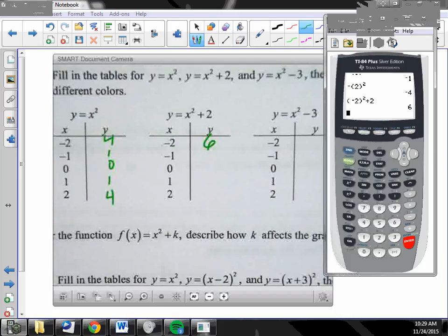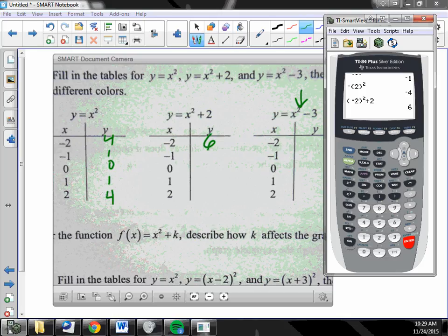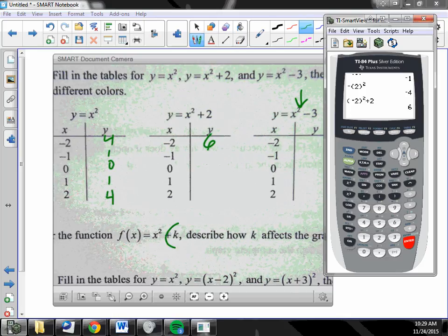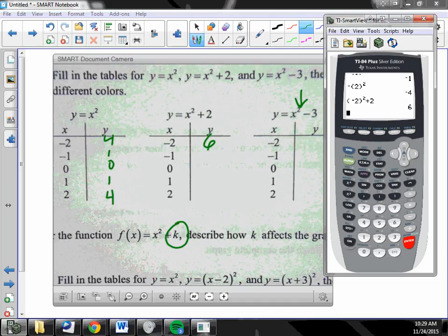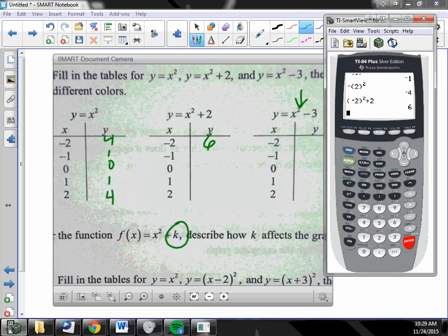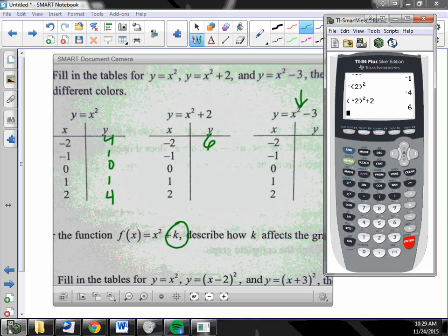And then you're going to do the same thing over here. And then you'll answer the question, what happens when you add or subtract numbers? So I want you to write, when k is positive, the graph moves however it moves. When k is negative, the graph moves however it moves. Does that make sense?